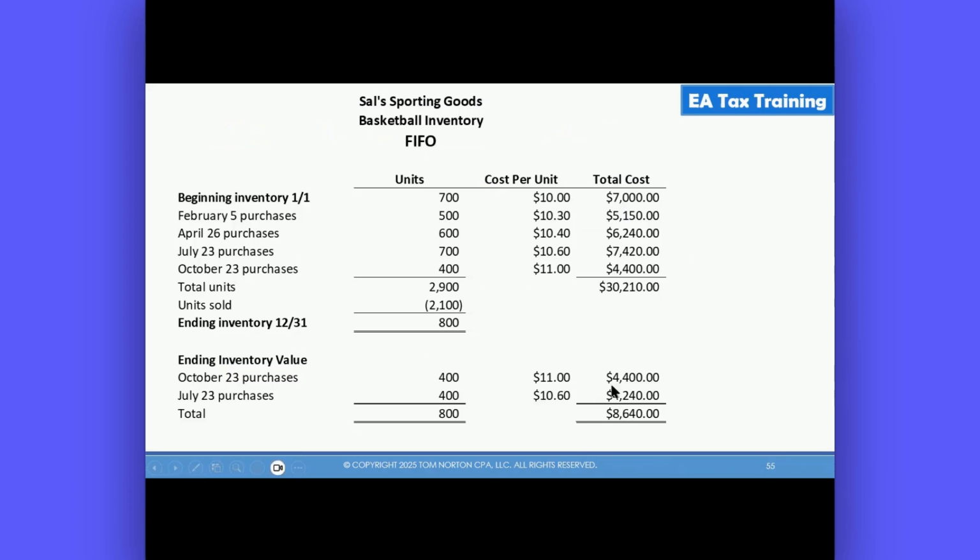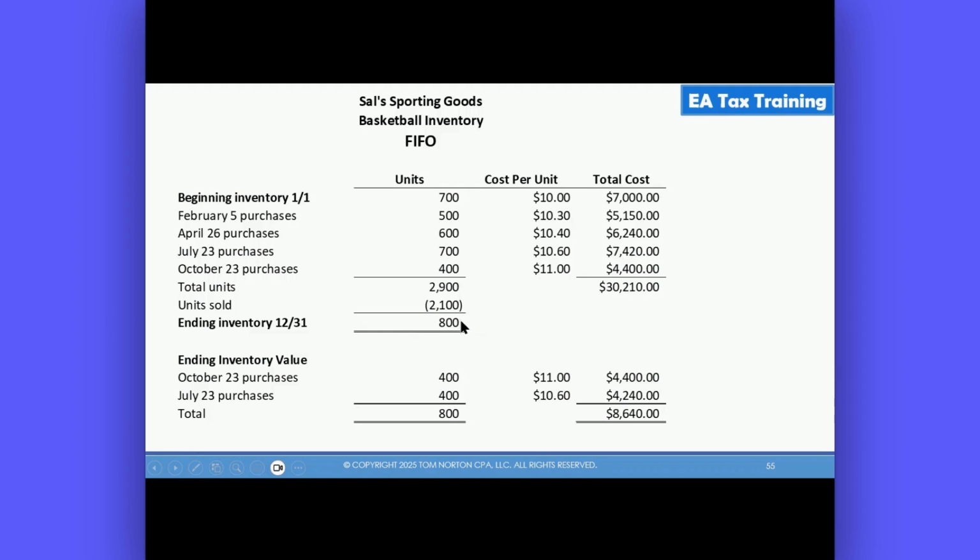So first, under FIFO, all of this top part is exactly the same in all three of these that we are going to be looking at. So you've got your beginning inventory. Remember, they had 700 basketballs on hand that they had paid $10 for. So their opening inventory is $7,000. Then they made these purchases throughout the year, 500, 600, 700, 400. And so their total units that they purchased were 2,900, and they paid $30,210 in total for those. They sold 2,100 units, which leaves them with 800 basketballs.